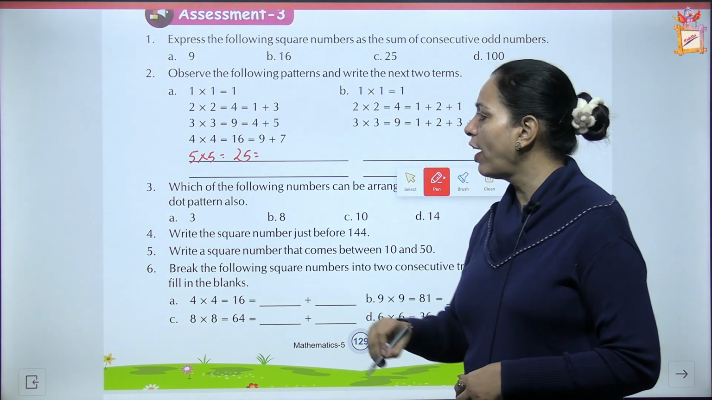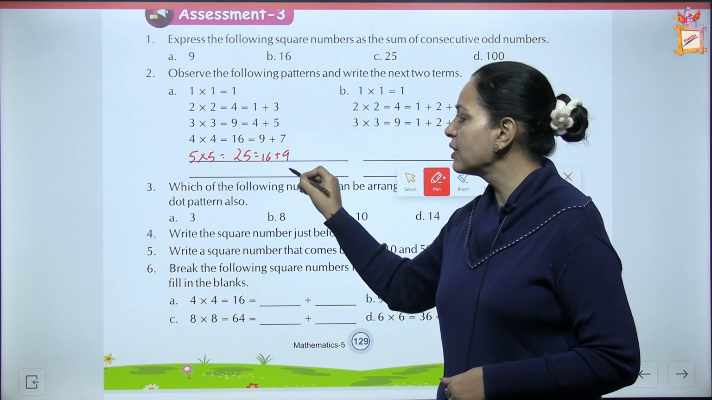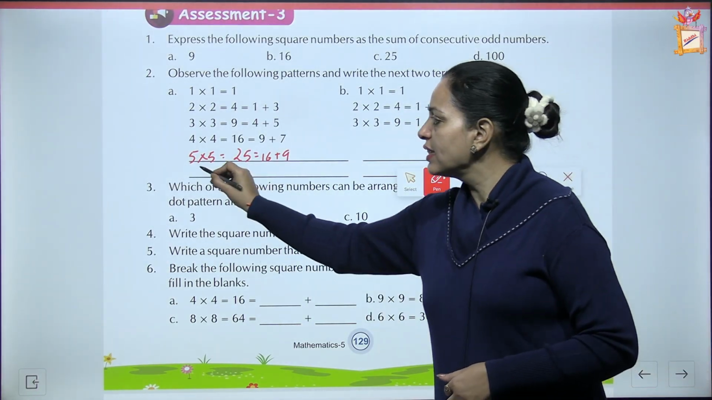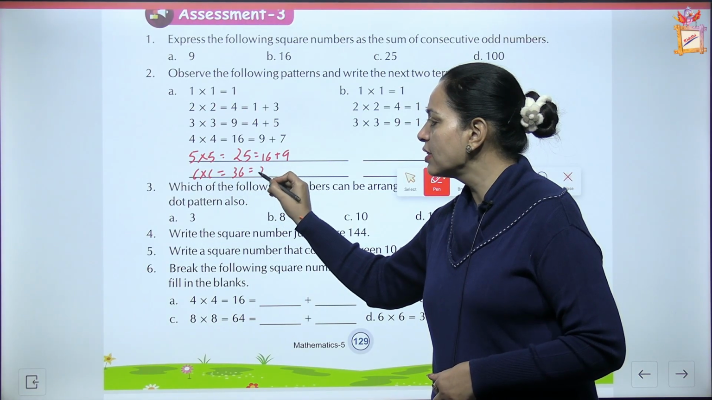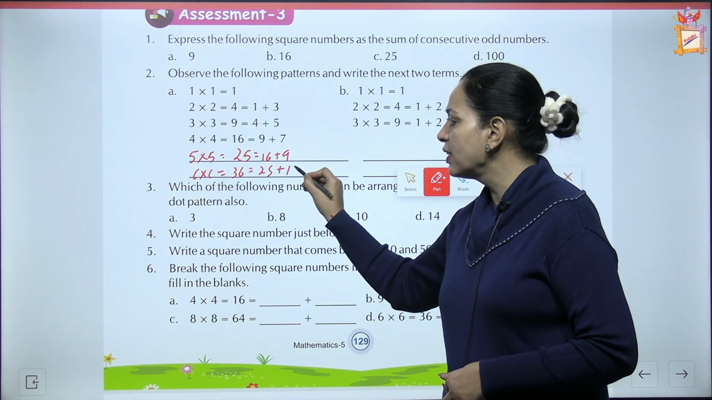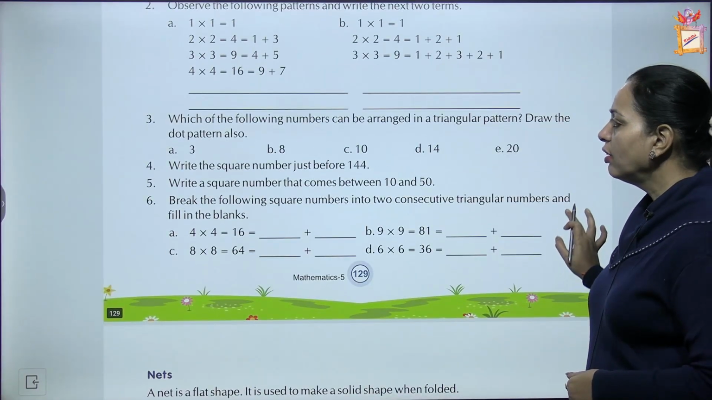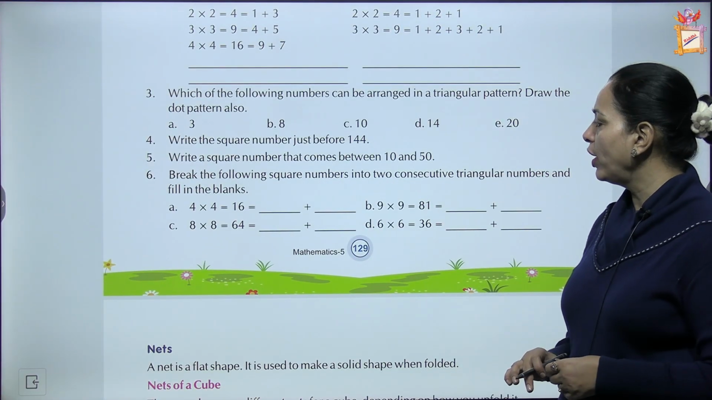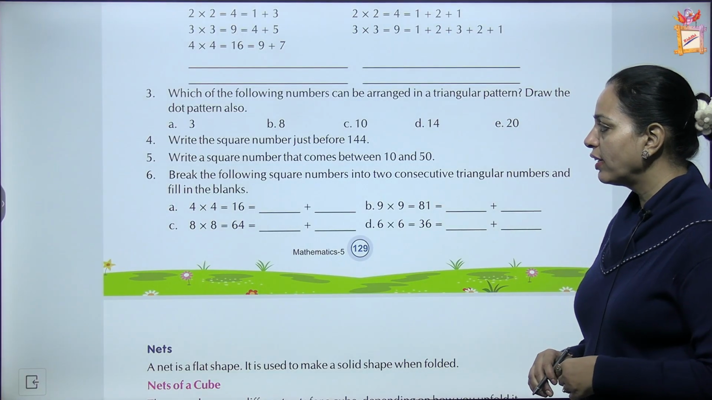25. So 25 means 16 plus 9. Next is 6 into 6, 36. It means 25 plus next odd number 11. So like this. The third, which of the following numbers can be arranged in a triangular pattern? Draw the dot pattern also. You can try this one.